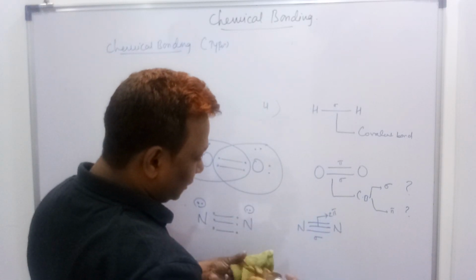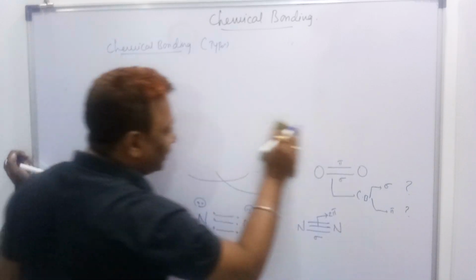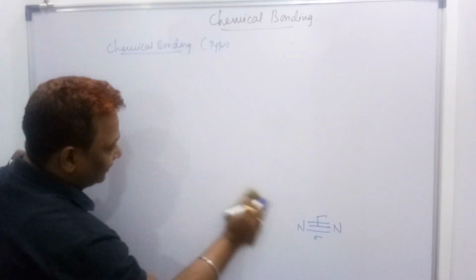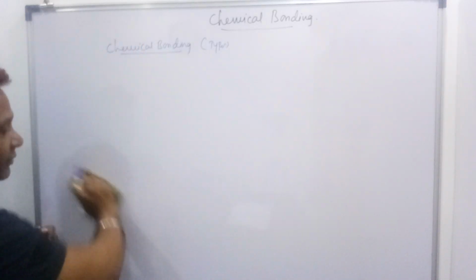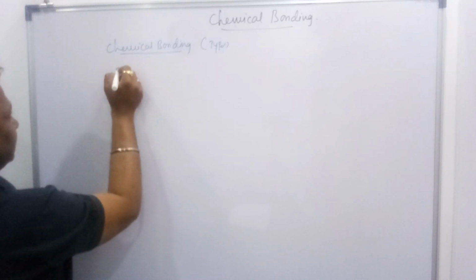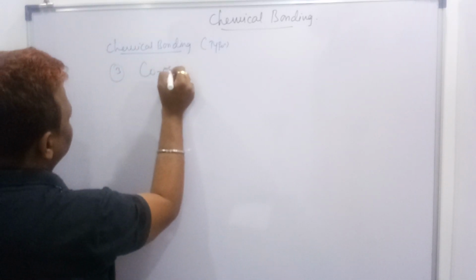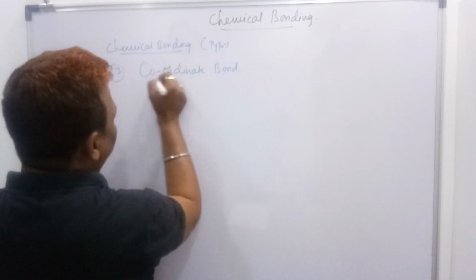That means sharing of electron can take place by only one atom. That means one atom is a donor and the other atom should be an acceptor. Means a condition should be there: one of the atoms should have an excess of electron and the other atom should have a vacant orbital for the formation of the third type, and that will be called a coordinate bond. So now let us check with the coordinate bond.